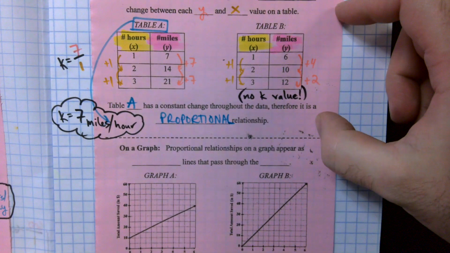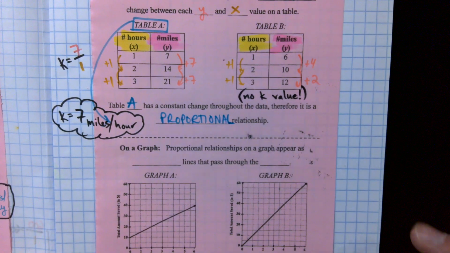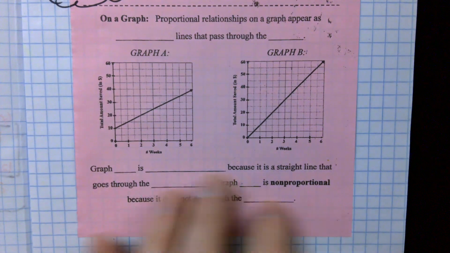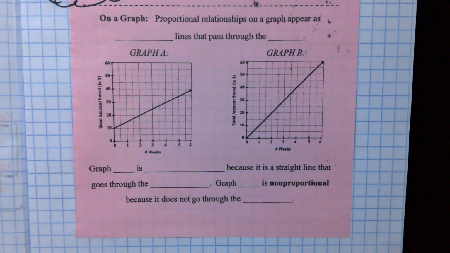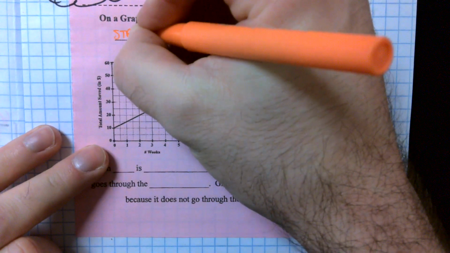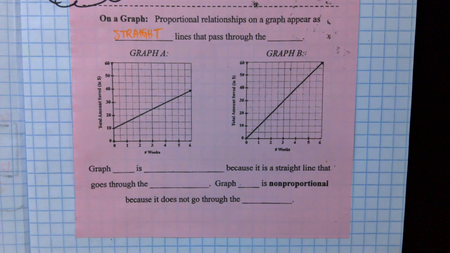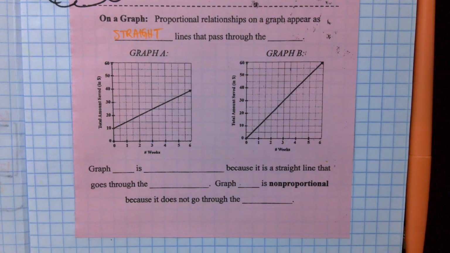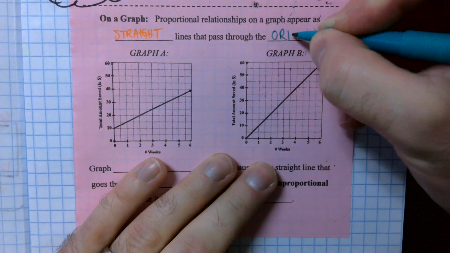What questions can I answer about all that? Almost done. I can see I'm losing some of you. Let's look at a graph then. Proportional relationships on a graph appear as straight lines. Straight lines. So if I see a straight line on my graph, I've got a good idea this might be proportional. But not only does it have to be a straight line, but it has to go through the origin.